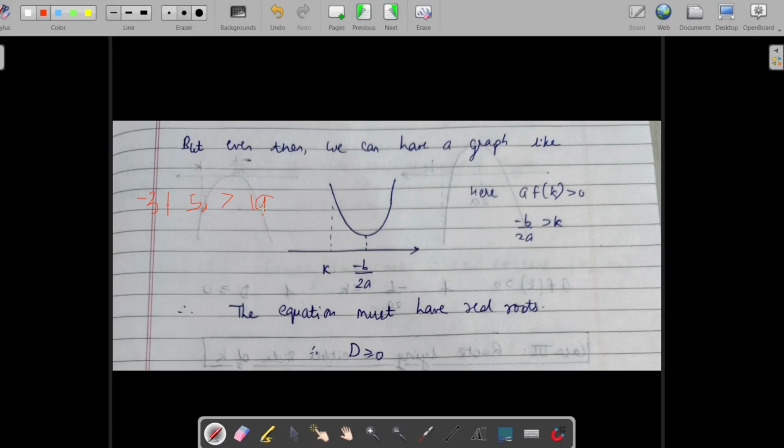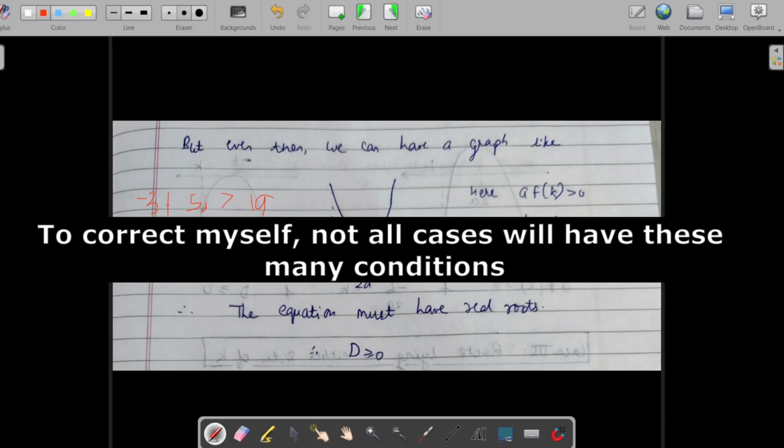In any case, if you have not studied complex numbers, you will realize it then. But you have to remember that unless and until there are real roots, how can you say if it is greater than k or less than k? So the equation must have real roots also. This is the third condition. Don't worry, this is the only case where the conditions are a little lengthy.